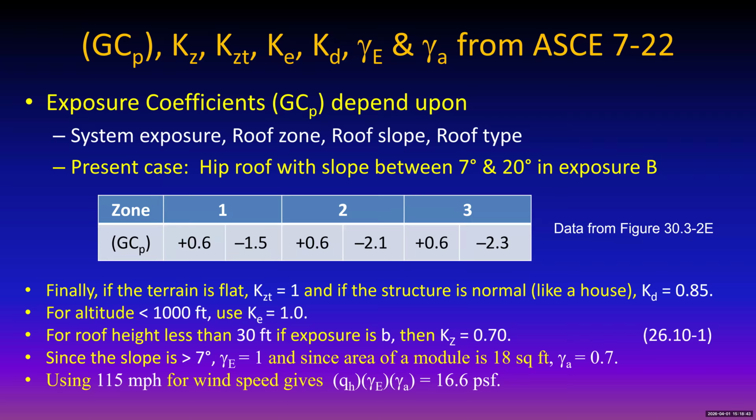And KZ is 0.7, as we saw for exposure B, height less than 30 feet. Slope is more than 7 degrees. This makes gamma sub E equal 1. But the area of the module at 18 square feet gives us gamma sub A of 0.7. So at 115 miles an hour for wind speeds, that's kind of like a New York wind speed, the product of these three coefficients is 16.6 PSF. Okay, that's qh times gamma E times gamma A.